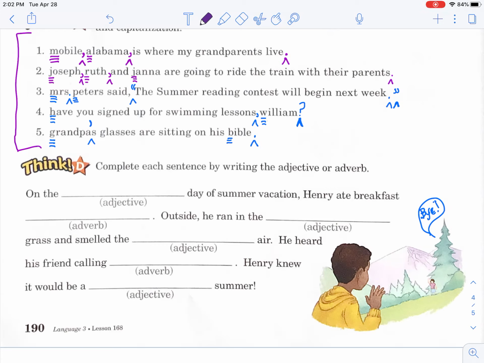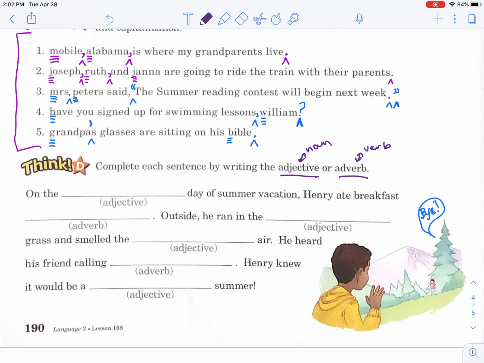Okay, so it says complete each sentence by writing an adjective or adverb. And remember what an adjective does? It describes a what? A noun. And an adverb describes a verb. Okay? So let's think about this.